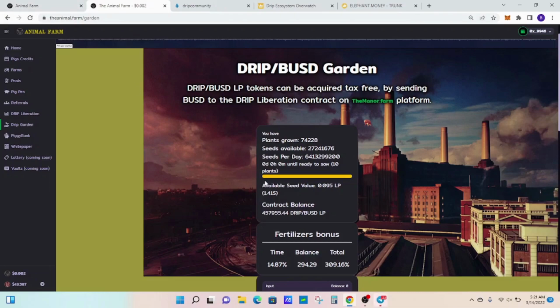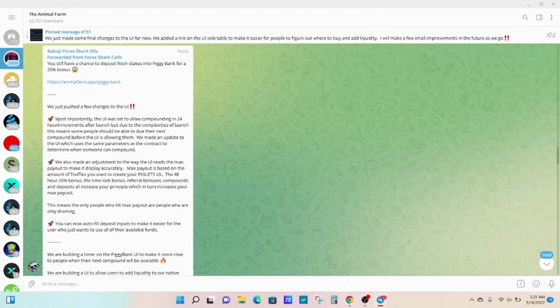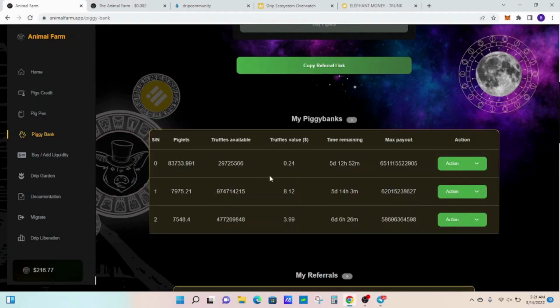Now, I did want to point out something in the Telegram regarding the stakes. The UI was set to allow compounding in 24-hour increments, which is pretty cool. That's another thing you can do. Like I said, I just recompounded this morning, so I can't do that here, but I have the options here, and obviously here, and you can also deposit as well, which is pretty cool too.